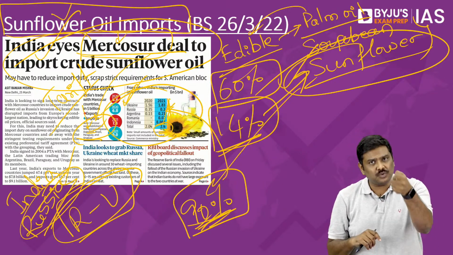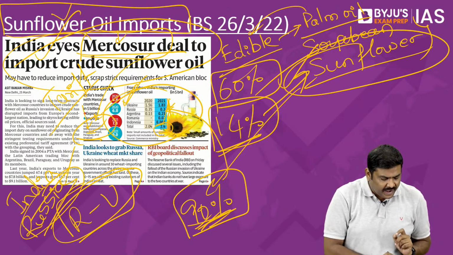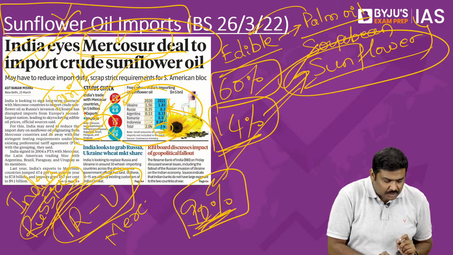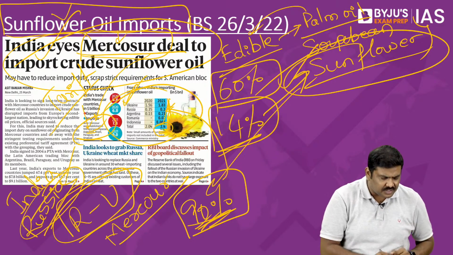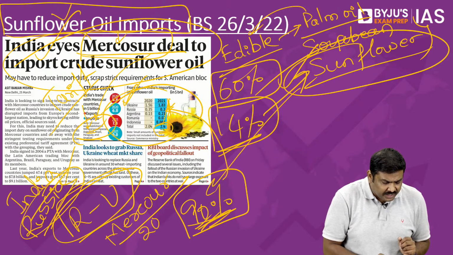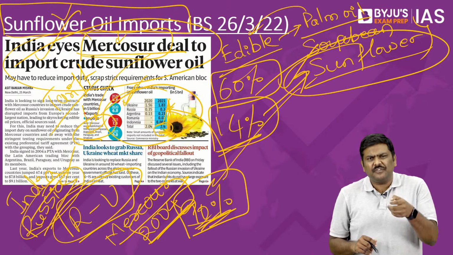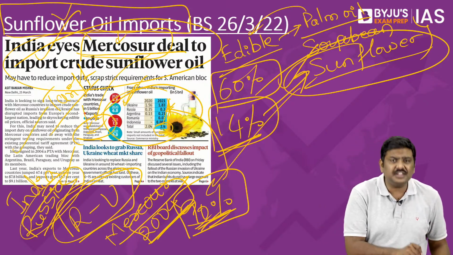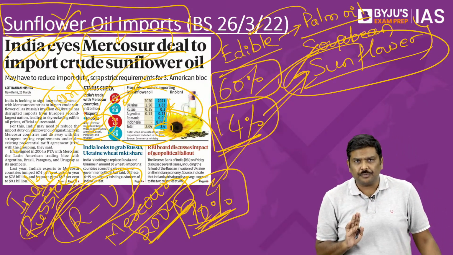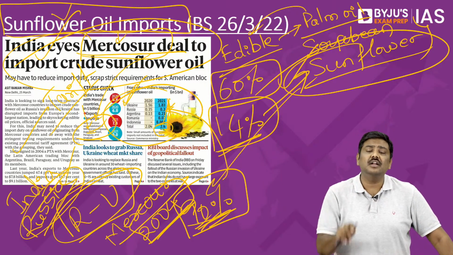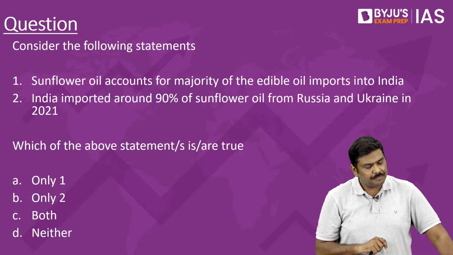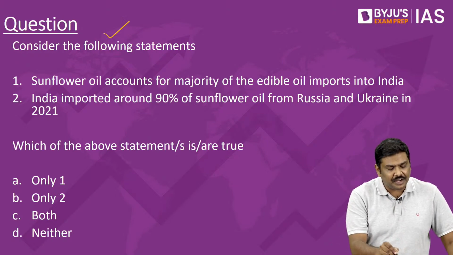In addition to this, there is one more very important point here. India has signed the PTA with Mercosur countries or the Mercosur grouping back in the year 2004. Remember this also. India signed a PTA, preferential trade agreement, with Mercosur countries back in the year 2004. All these points are very relevant for UPSC prelims. Done? Now based on this, I have given a question here.